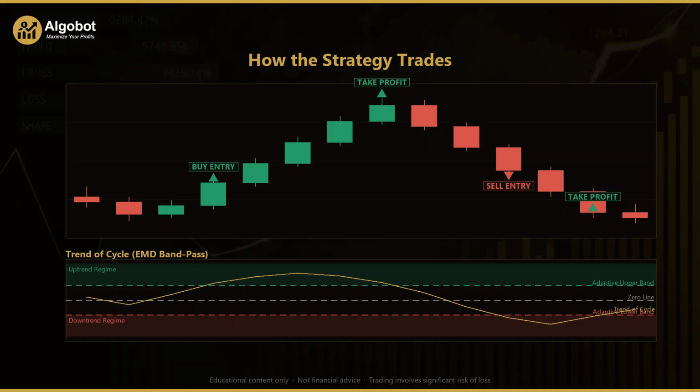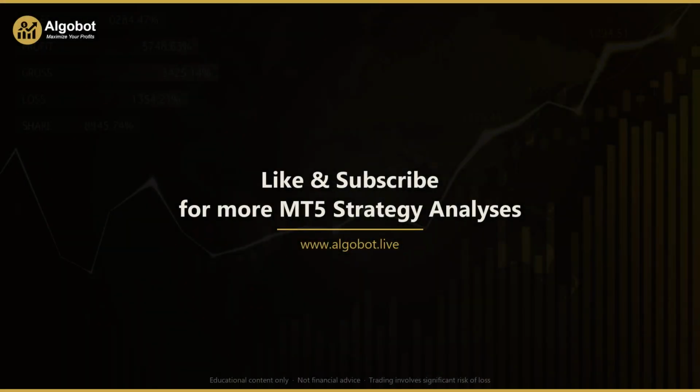Notice the whole rhythm. The strategy waited patiently through consolidation, entered only when the trend of cycle cleared the adaptive band, and reversed cleanly when the regime flipped the other way. That patience in the middle is the entire point of the adaptive band design. So that's empirical mode regime shift from top to bottom.